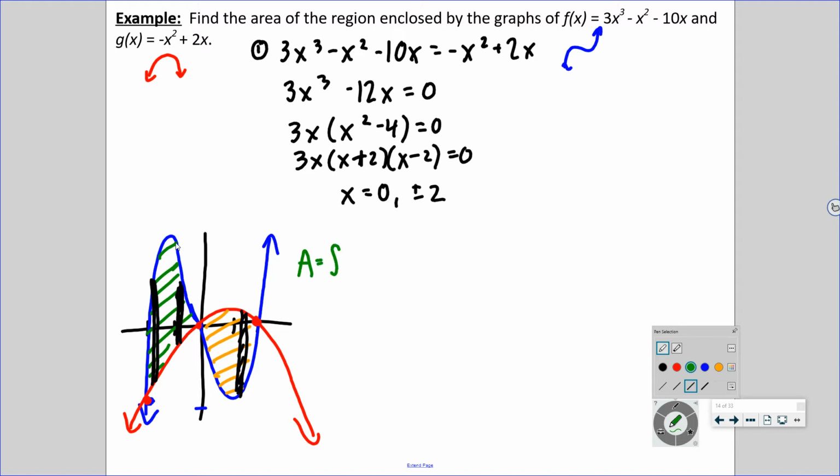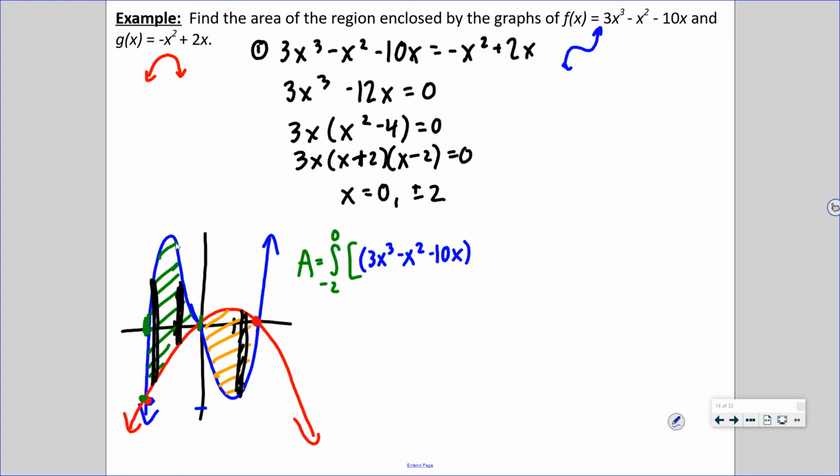All right, so that's going to be where they intersect. Again, we're doing this with respect to x, from -2 to 0. We've got our top, which is our blue, that's our cubic one, minus the bottom, which is the parabola.